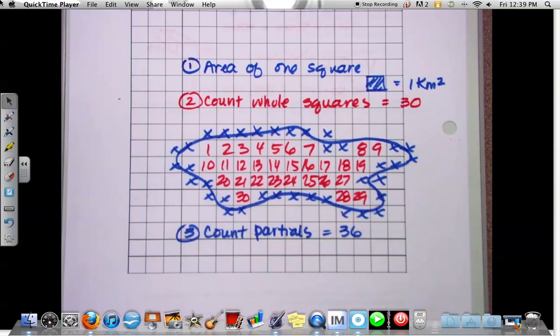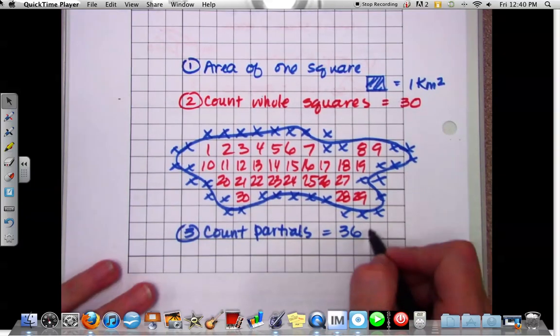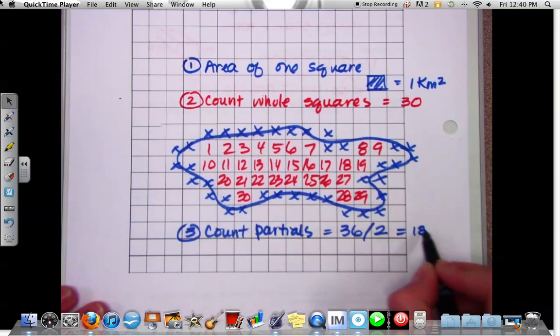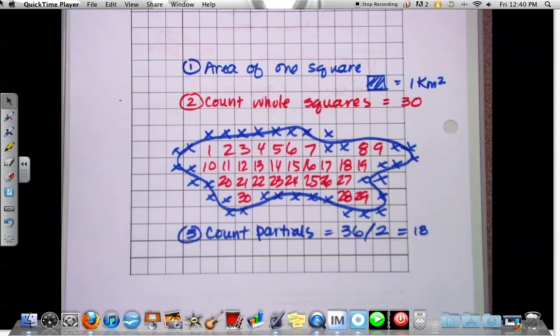And once we have the partials, what do we do with them? Divide by 2. Why are we dividing them by 2? In case it can be a whole. Right. We're looking at it as if we could take 2 partials and put them together to make a whole. So we're taking almost an average, which is 18 for me. You guys are probably 18, 20-ish.